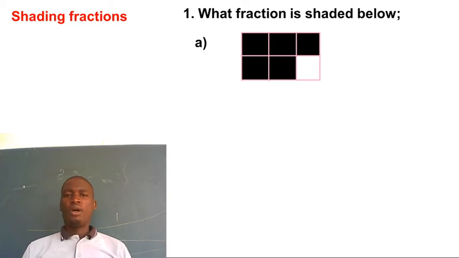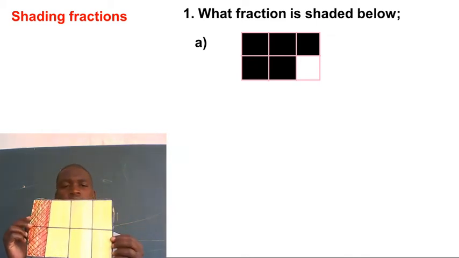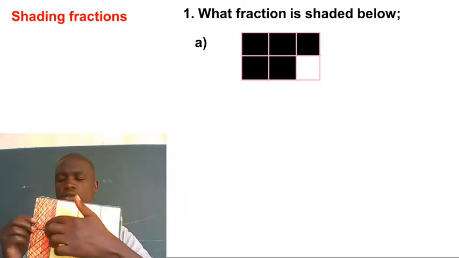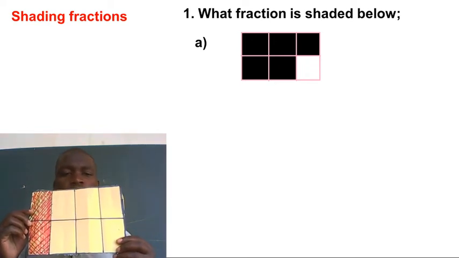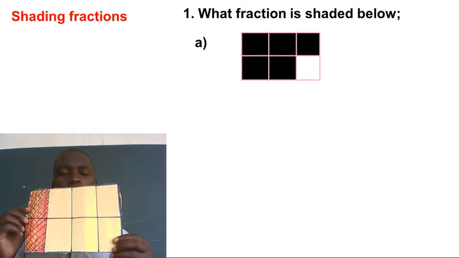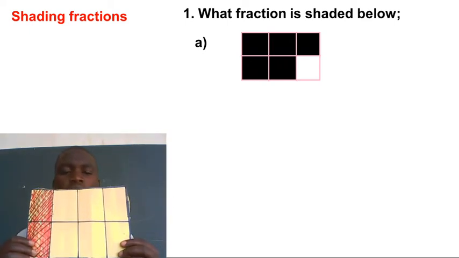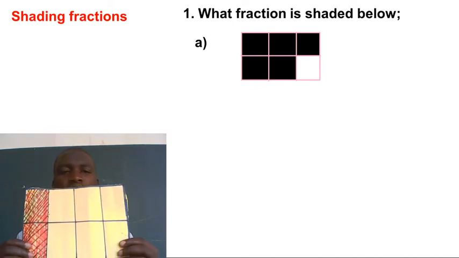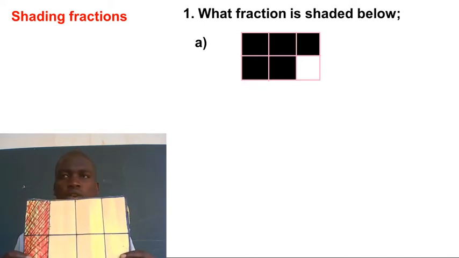I want you to have our previous diagrams, and it is this one here. Very simple. Look at this. We have a total of how many parts there? We have 1, 2, 3, 4, 5, 6, 7, 8. We have 8 parts. Out of the 8 parts, how many parts are shaded? We have 1, 2. So how do we write this? We say this is 2 out of 8. But when you look at 2 and 8, there is a common factor.